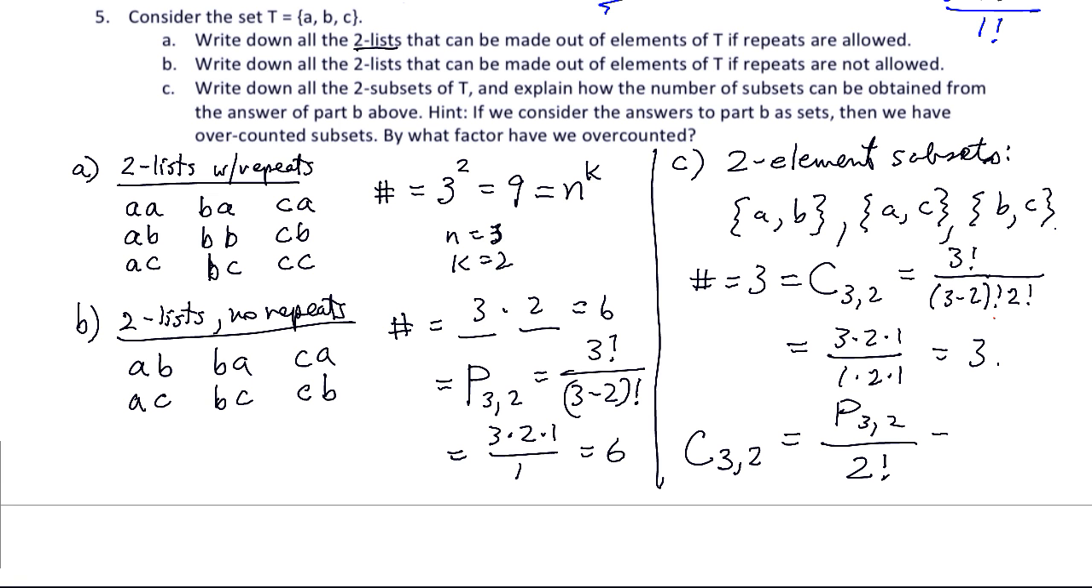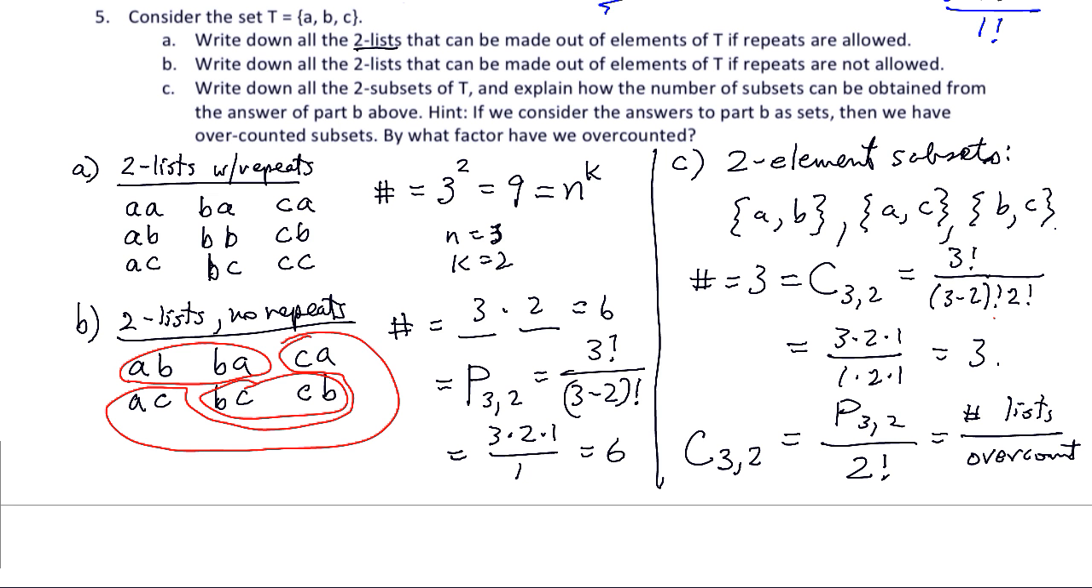And this is the number of lists divided by the overcount factor, which is the number of ways of permuting the elements of those lists. Okay, number of lists divided by the overcount. And then the overcount is in fact 2 factorial, which is the number of ways of rearranging 2 elements. And I can circle them like this. Okay, so there's problem 5. Hope that helps. This is a very important concept.